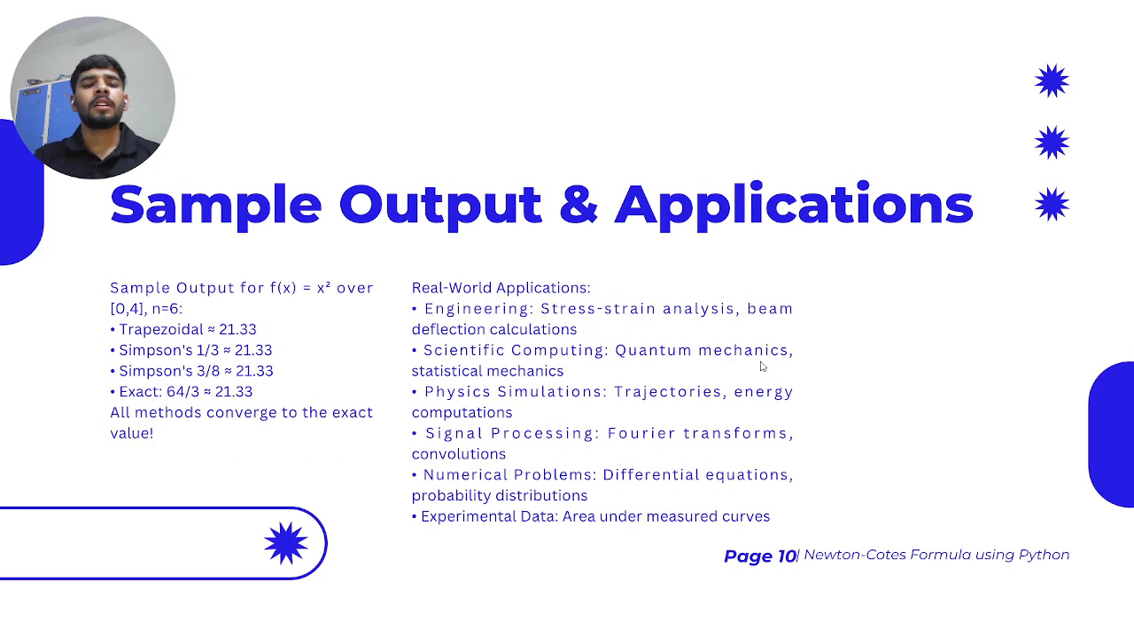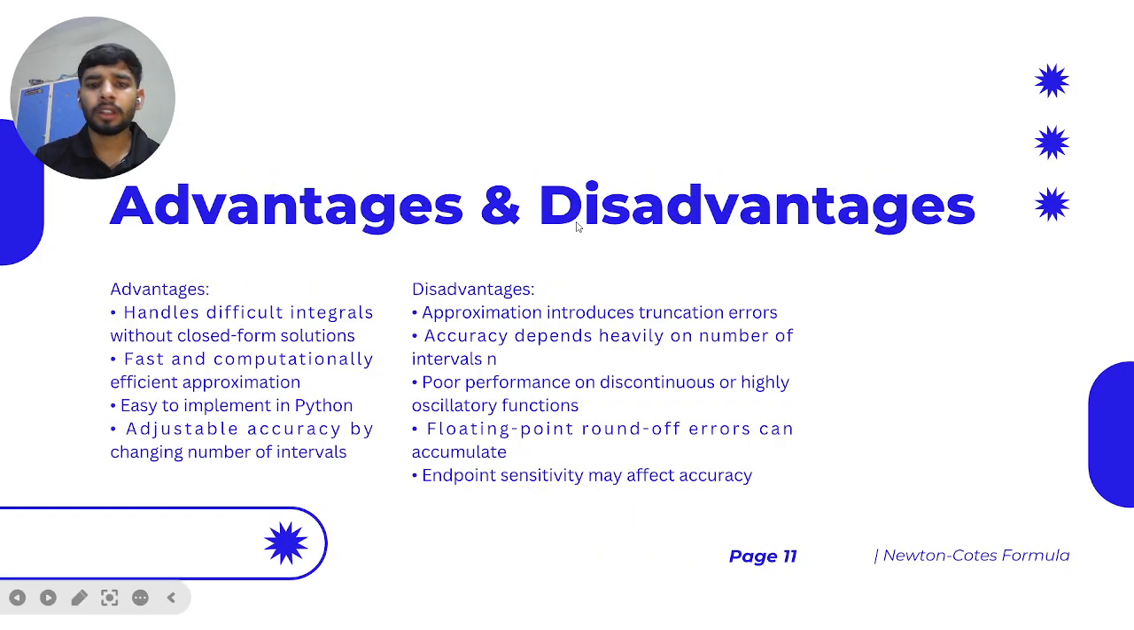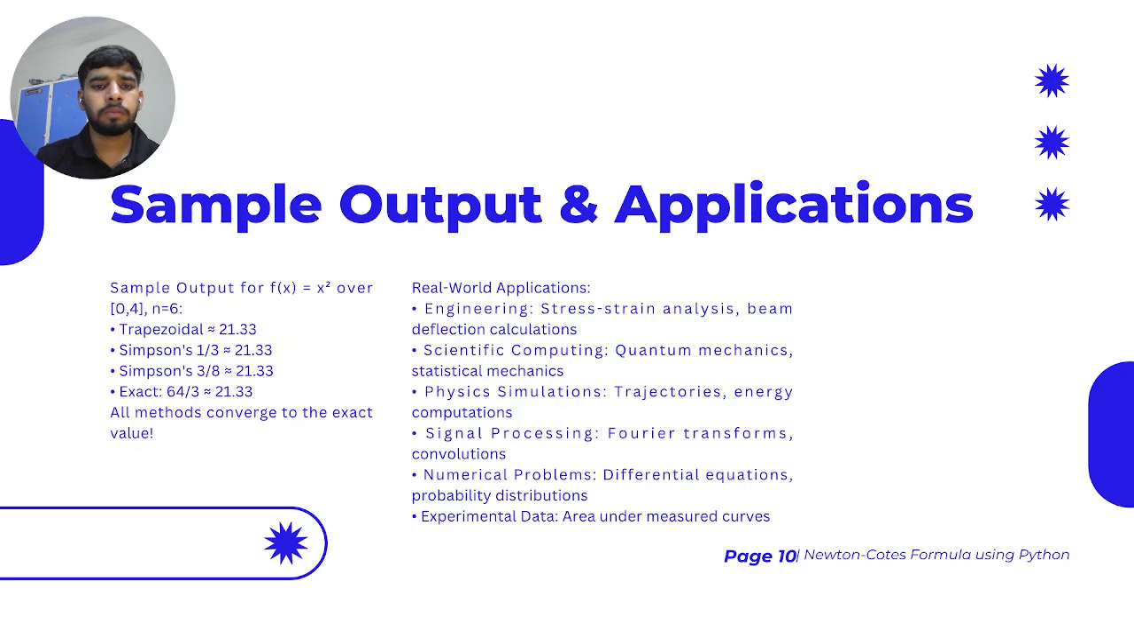Now we will go to the sample output and applications. Sample output for f(x) equals x squared over 0 comma 4, n equals 6: trapezoidal is nearly equal to 21.33. Simpson's 1 by 3 is nearly equal to 21.33. Simpson's 3 by 8 is exactly 64 by 3. All methods converge to the exact value.